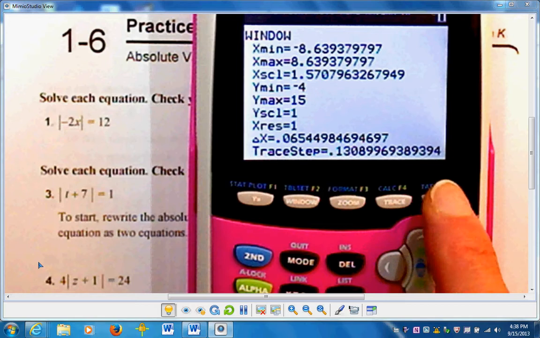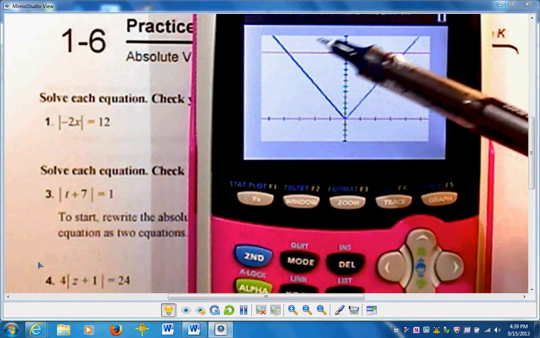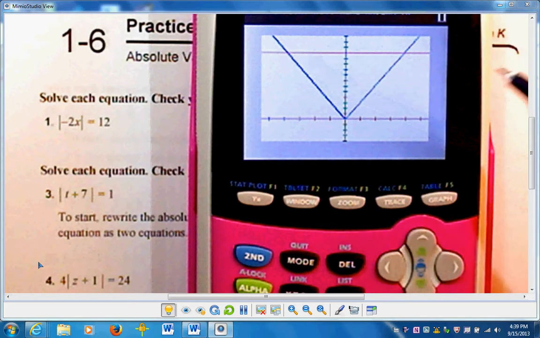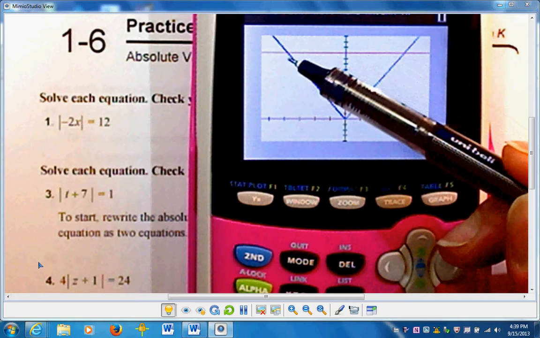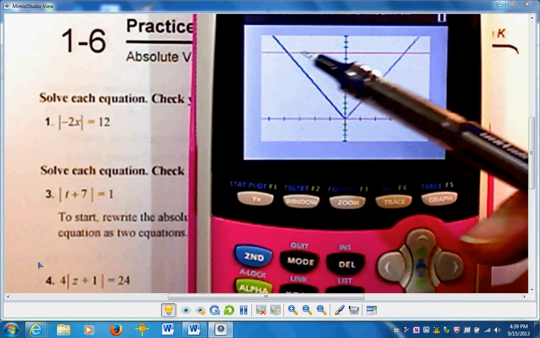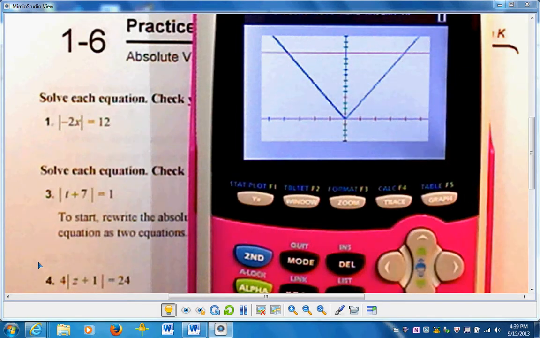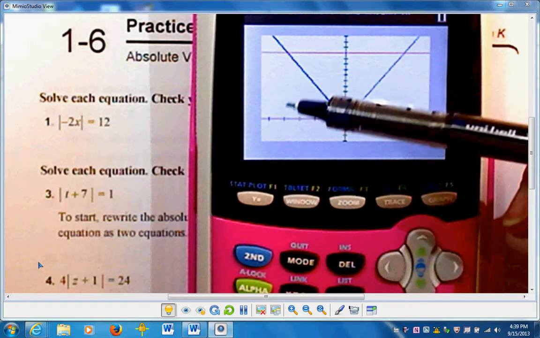So let's go back and look at our graph and see if we can see the intersection. And there we are. We have an intersection right here on the left and an intersection right here on the right. So now I want to find out what the value is right here. I'm looking for my value of x. I know my y is 12 because that's the line y equals 12. So I want to find my value of x, which is down here.